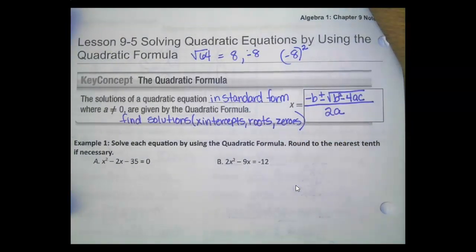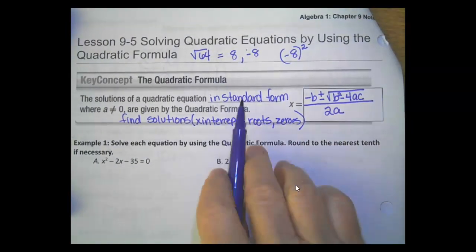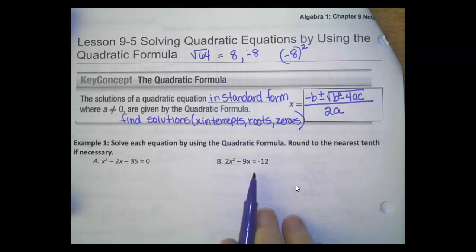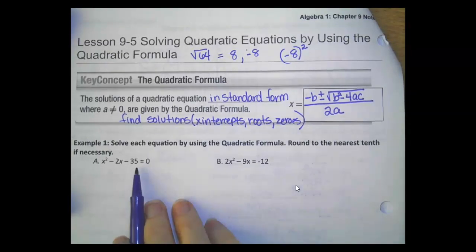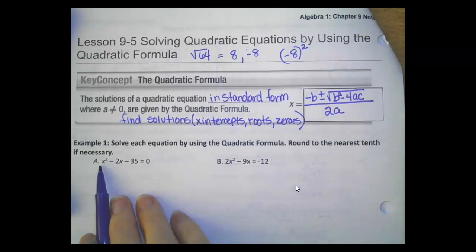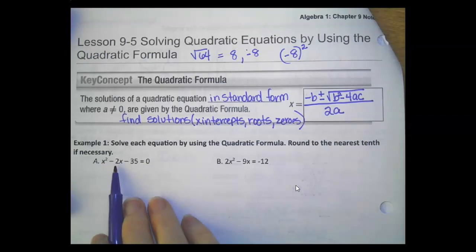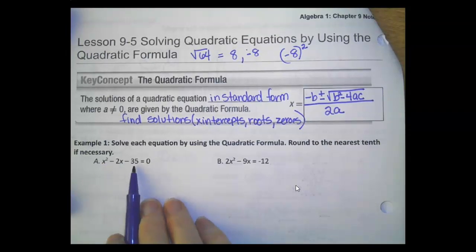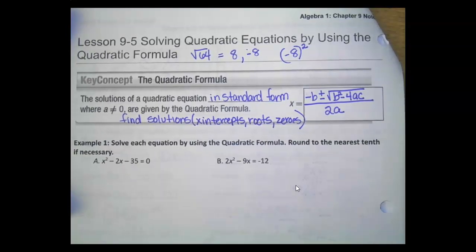So again, the reason why I said make sure this is in standard form is because if you're not in standard form, this will not work. This is in standard form where you can see your a, which is 1, your b is negative 2, and your c is negative 35. This will not work unless you're in the standard form. And again, all it's doing is finding those x-intercepts. All right, so let's try this one.